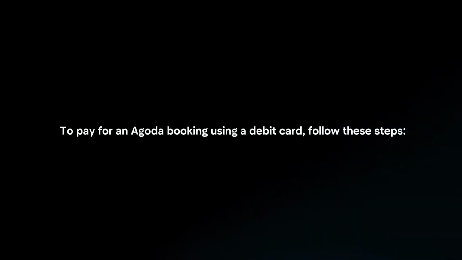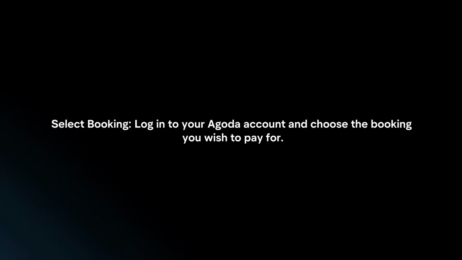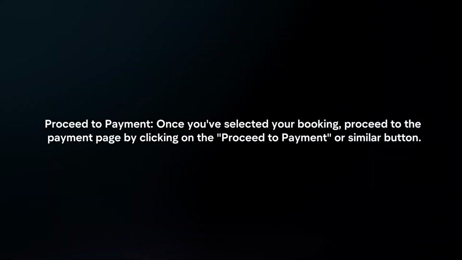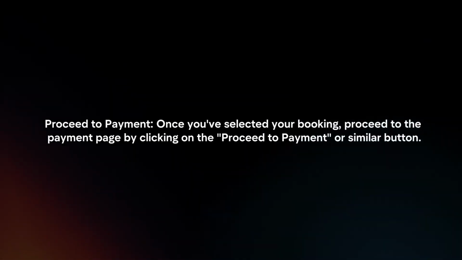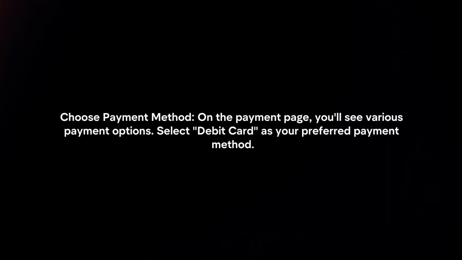To pay for an Agoda booking using a debit card, follow these steps. Select Booking. Log into your Agoda account and choose the booking you wish to pay for. Proceed to payment. Once you've selected your booking, proceed to the payment page by clicking on the Proceed to Payment or similar button.